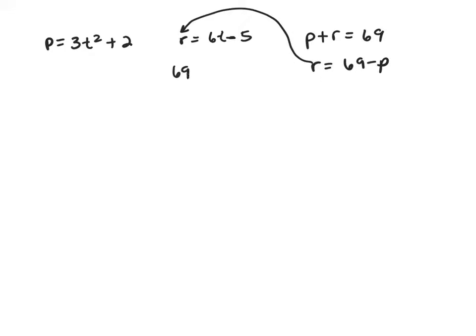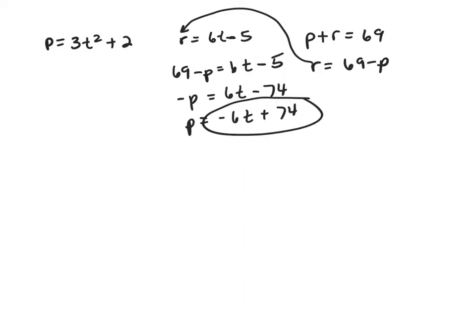So it gives me 69 minus p equals 6t minus 5. And now let's solve this equation for p, and I'm going to tell you why I'm doing all this in just a minute. Multiply through by -1, it gives me p equals negative 6t plus 74. Now, I'm trying to find t. I'm going to substitute this expression for p in right here. So that gives me negative 6t plus 74 equals 3t squared plus 2.